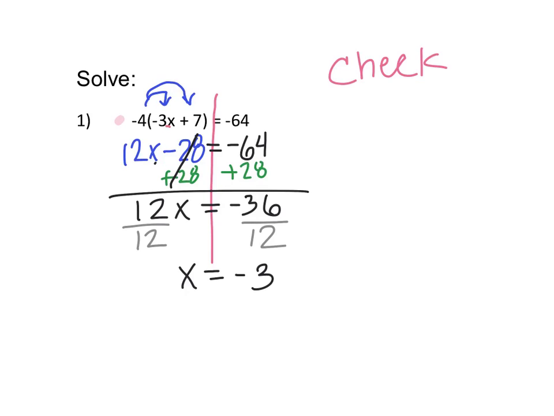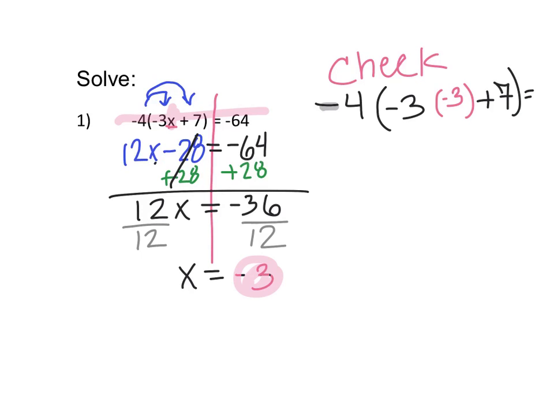If you were to go back and check your work, you're going to take the original equation, but instead of the x, you're going to input your x value. So in my calculator, I would have -4, open parenthesis, -3, another open parenthesis for my x, which I'm going to replace with a -3, +7, close, equals -64. And when you type that into your calculator, you should see the word true, meaning you have solved correctly.